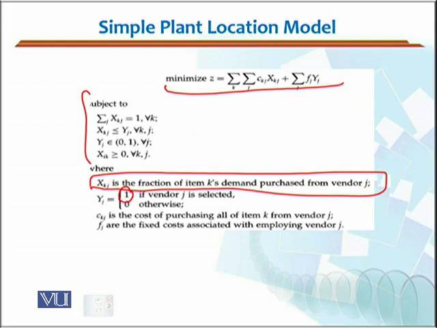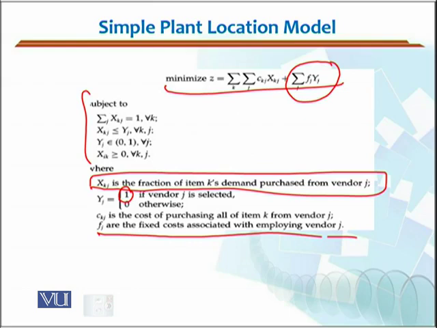What does it mean if some vendor is not selected? The second part of this minimization function for that vendor would become 0 because the assignment would be 0. 0 multiplied by any value of that f would be 0. The f is the fixed cost associated with employing that vendor. It can be in the form of an ordering cost. When you have selected a vendor, you have to bear some cost to order from that vendor. That cost is fj. So let's say fj is 1000 rupees or 10,000 rupees, but if that vendor is not selected, then that part would be 0.